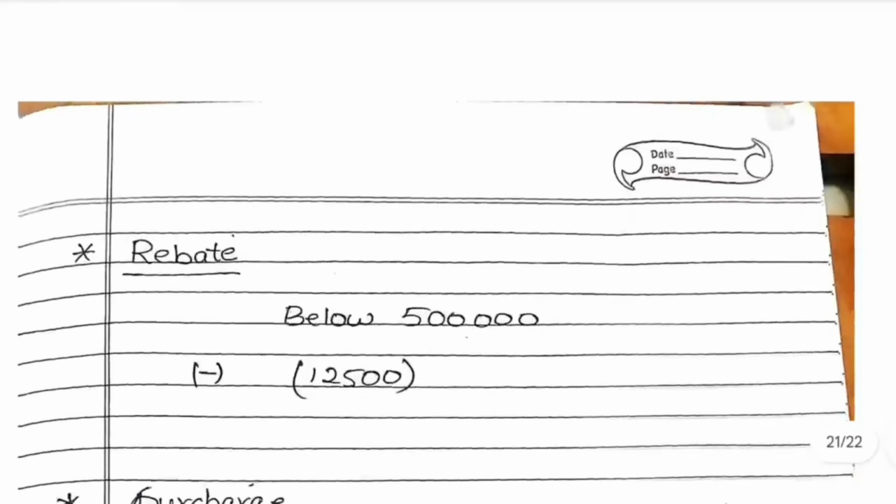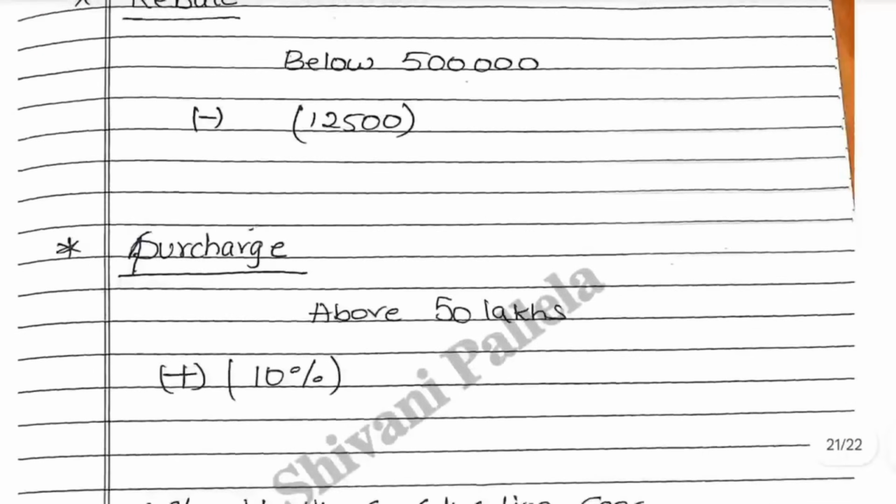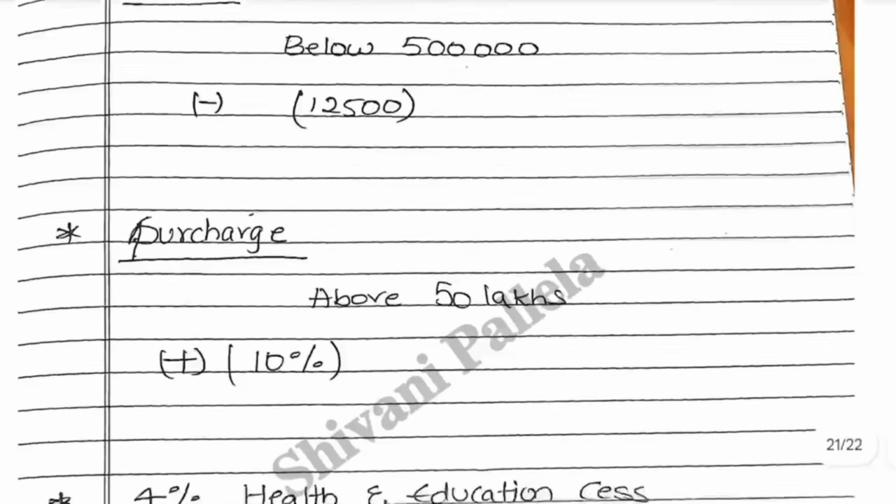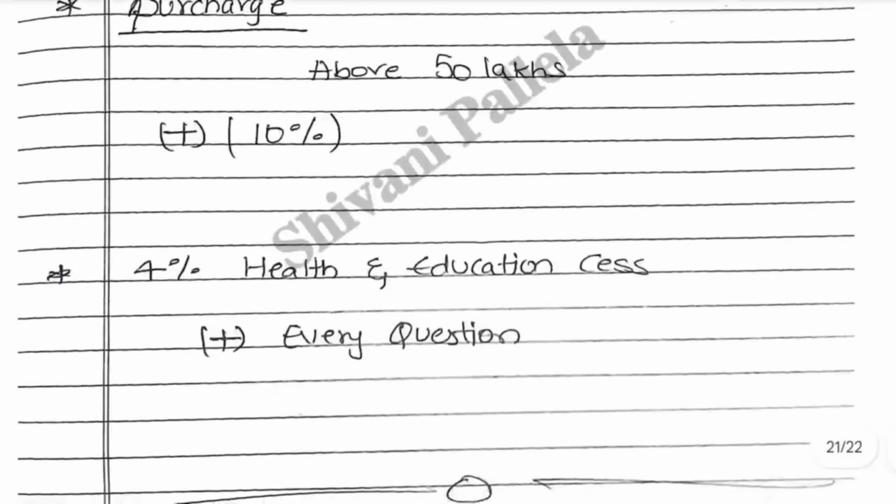See, when you calculate rebate of 12,500, it means if the person is earning below 5 lakhs, then we will give a discount of 12,500 to them. Okay, surcharge is if the person is earning more than 50 lakhs, we can add extra 10% as a surcharge. Next, health and education cess, in every question we need to take 4% only. Clear? Only if you understand this data can we calculate the tax liability.